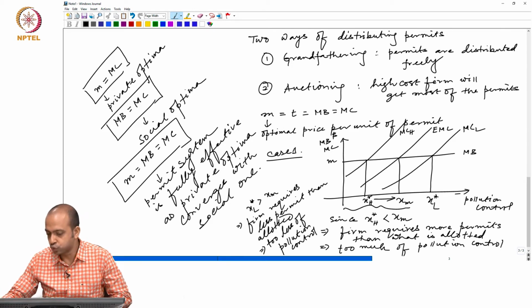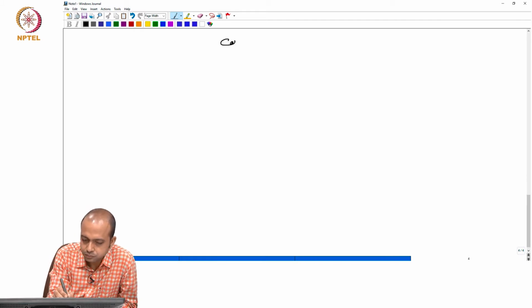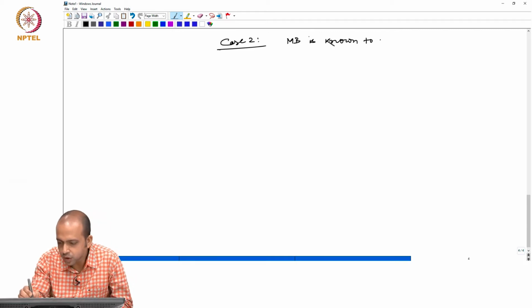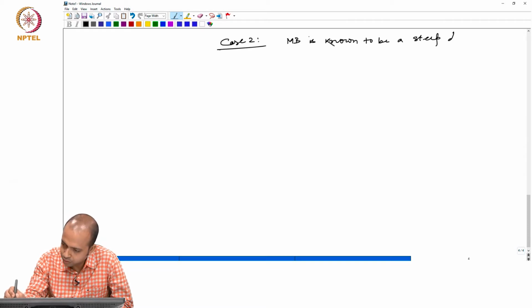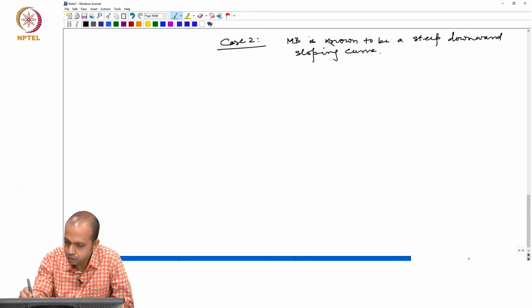Then let us say case 2. Here MB is known to be a steep downward sloping curve, but MC is unknown.